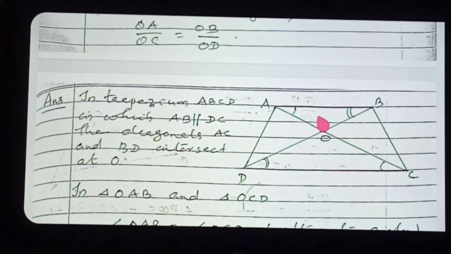So take the triangle. In triangle OAB and triangle OCD, what have we written? Angle OAB is equal to angle OCD. Reason: AB is parallel to DC and AC is the transversal. Therefore, what type of angles are these two? Alternate angles. Okay, clear?